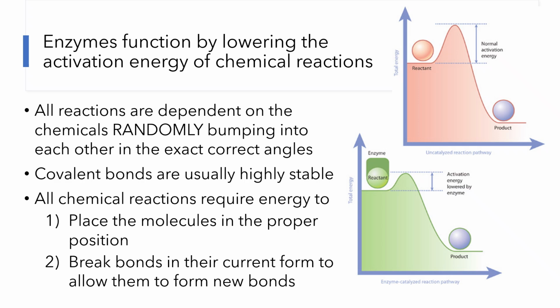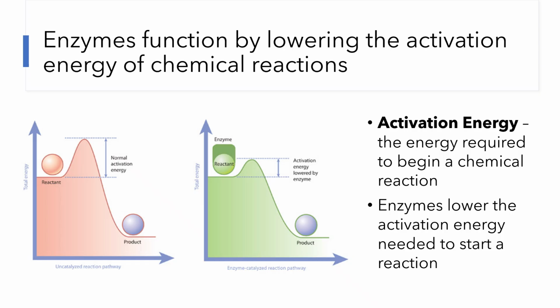And usually the covalent bonds that enzymes are working on are highly, highly stable. So it does take quite a lot to get these bonds to break and to react. So that activation energy is the energy required to begin a chemical reaction. And enzymes work by lowering the amount of activation energy needed to start a particular reaction. So we have a high amount of activation energy normally, and enzymes with the reactants will lower that. Now, this is just an example graph. It might be significantly higher, it might be lower, this might be even further lower.